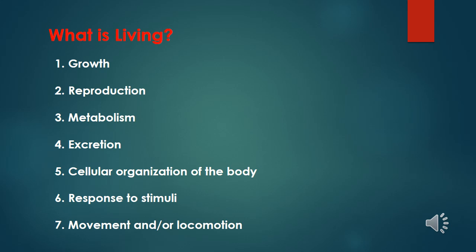As we are going to study about the living world, first of all we should know what exactly it means to be living. What differentiates between a living thing and a non-living thing. In this lecture I am going to talk about what makes a thing living or non-living. I have listed the major criteria that makes a thing living. These criteria are growth, reproduction, metabolism, excretion, cellular organization of the body, response to stimuli, and movement and or locomotion.